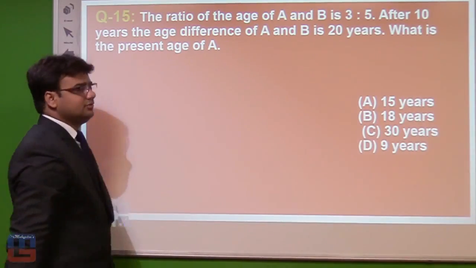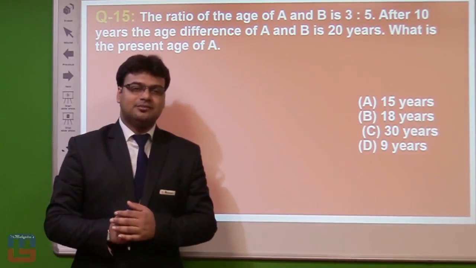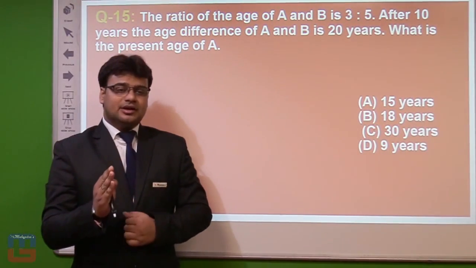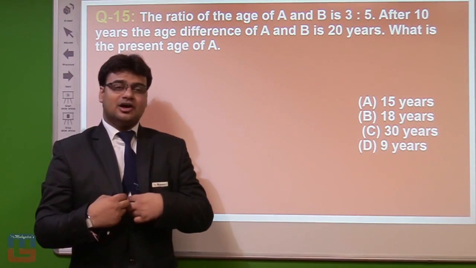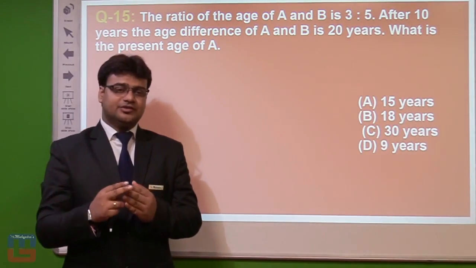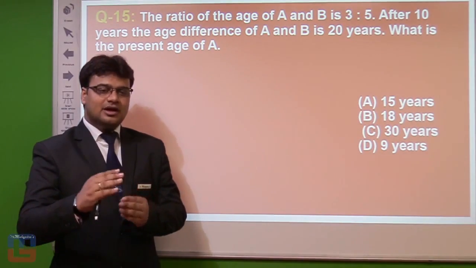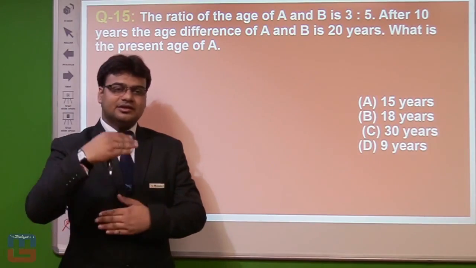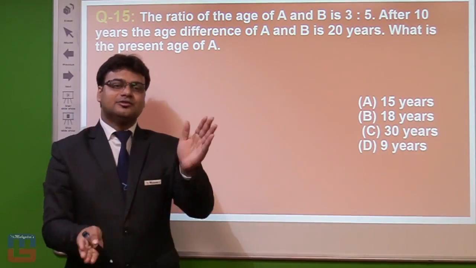What is the next question? This question is based on age problems. The age-based concept is this: the difference between two persons' ages is always constant. That means if the difference is 10 years at present, then after 10 years the difference is still 10, because when the first person's age increases, the second person's age also increases.